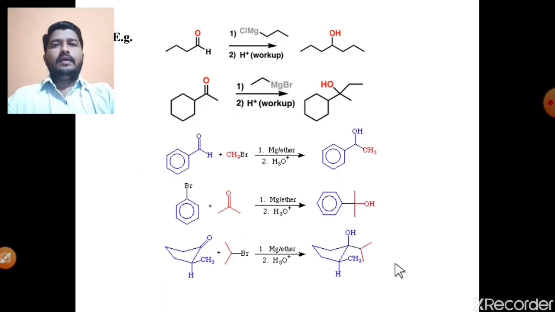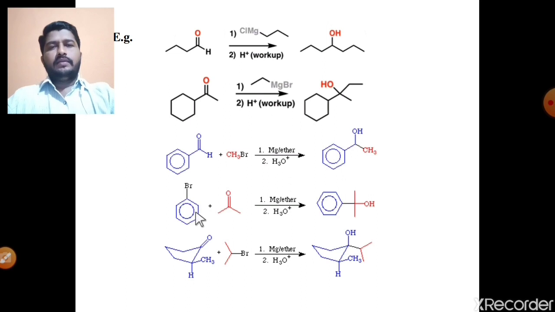Okay, these are the examples. See, in the first example, the aldehyde molecule in the presence of this Grignard's reagent, then finally acid hydrolysis, gives a secondary alcohol. The same ketone molecule in the presence of this Grignard's reagent gives a tertiary alcohol. The benzaldehyde molecule in the presence of CH3Br, Mg, and ether means there is a formation of Grignard's reagent, and this Grignard's reagent reacts with the aldehyde, again giving a secondary alcohol.